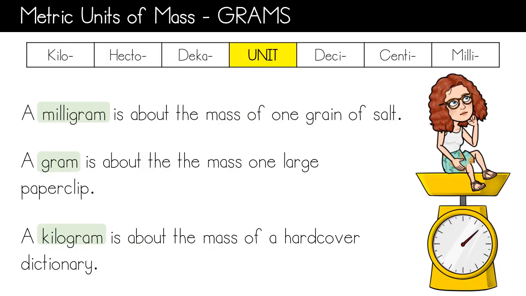Now let's move on to the metric units of mass. And the unit that is used to measure mass in the metric system is grams. So let's look at some of these units and compare them to some things that we see pretty much every day. A milligram is about the mass of 1 grain of salt. A gram is about the mass of 1 large paperclip. And a kilogram is about the mass of a hardcover dictionary.